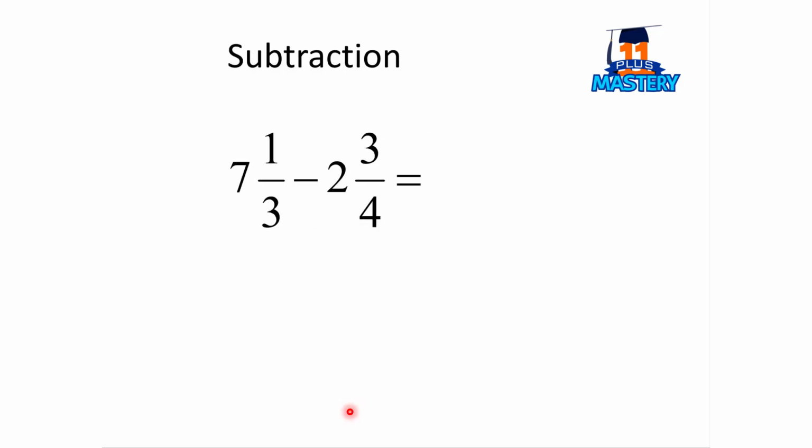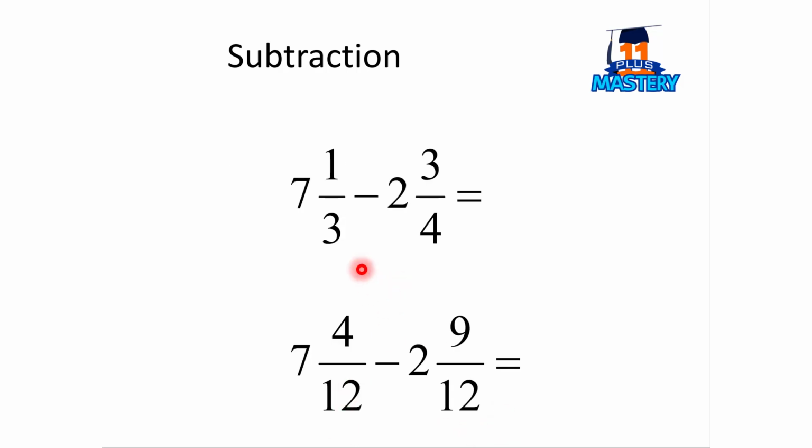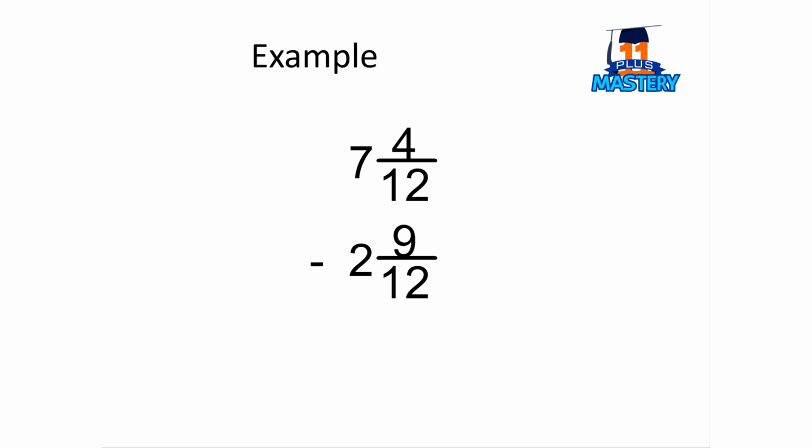Let's look at subtraction. 7 and 1/3 take 2 and 3/4. Again, I must have a common denominator. And my lowest common denominator, 3 and 4, is 12. So here, 3 times 4 is 12, 1 times 4 is 4. 4 times 3 is 12, 3 times 3 is 9. I then put it into column form. And again, I start with my lowest place value, which is here.